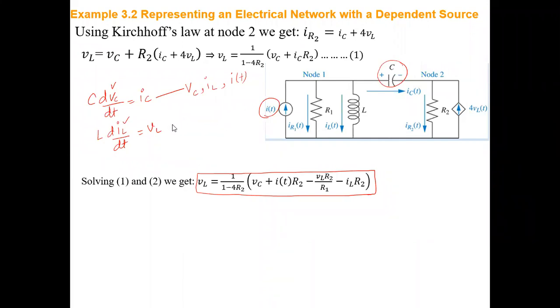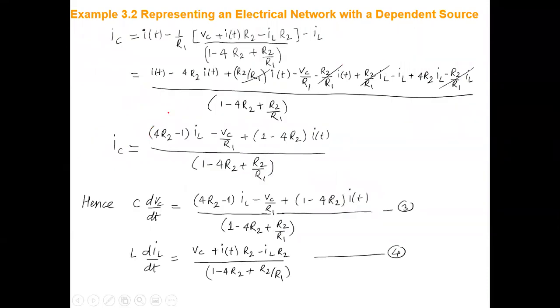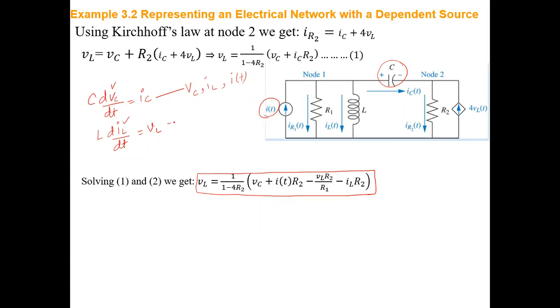Similarly we can do this here too. So VL in terms of VC, IL and IT. Okay, so we have to express that. So now VL equals, we have VC here, IR2 here, and VL, and IL, right? IL is good, because we don't have to change it. Okay, IL R2 is good, because this is what we need, right? Your VL should be in terms of IL. That's good, so we don't have to change it.